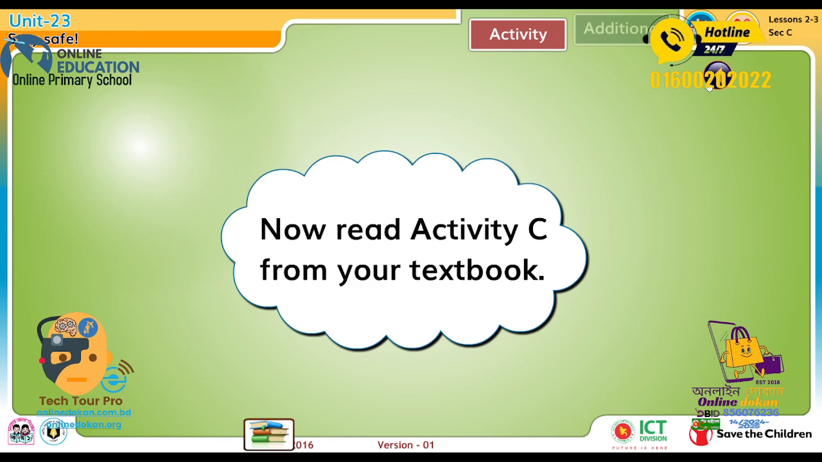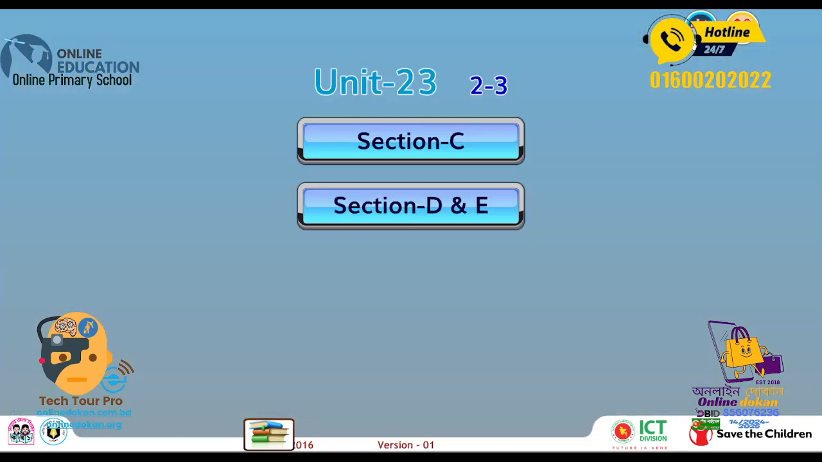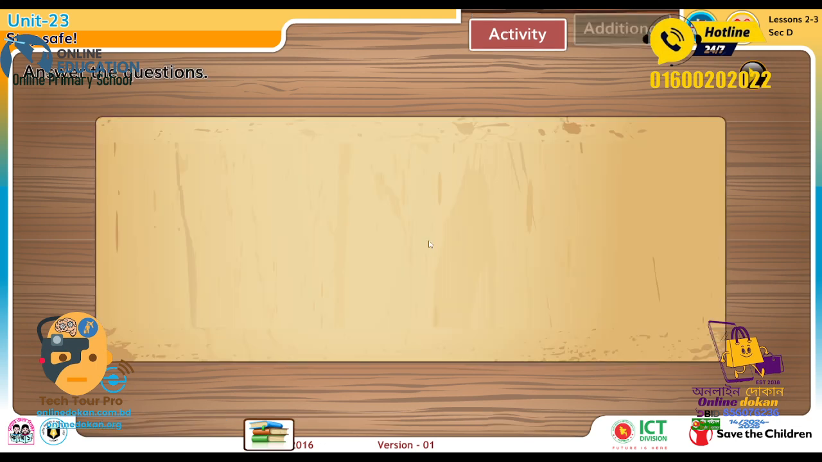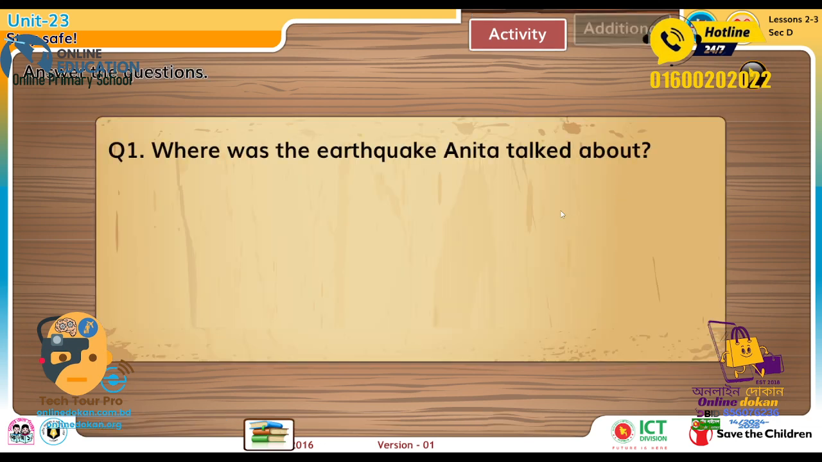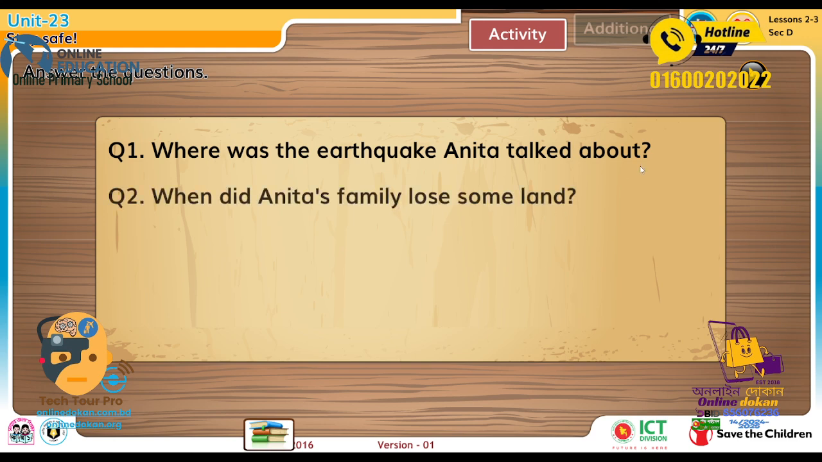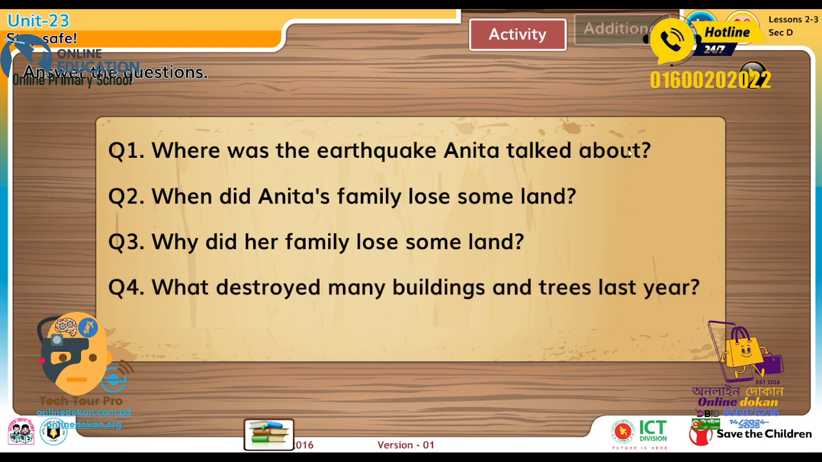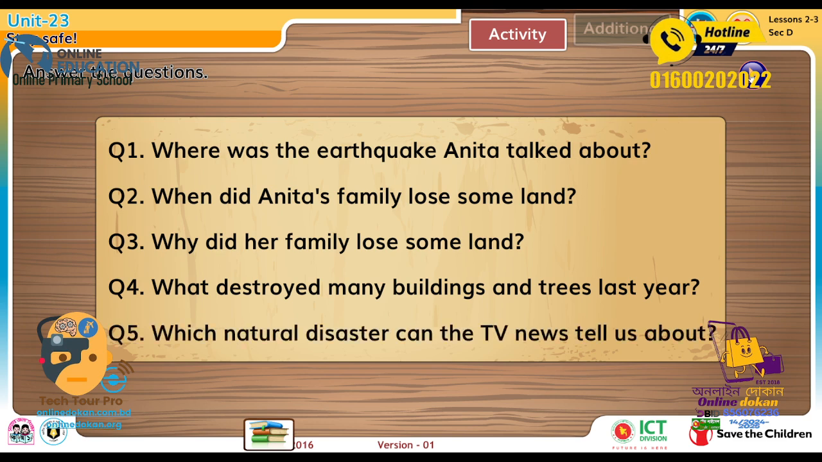Now, read activity C from your textbook. Answer the questions. 1. Where was the earthquake Anita talked about? 2. When did Anita's family lose some land? 3. Why did her family lose some land? 4. What destroyed many buildings and trees last year? 5. Which natural disaster can the TV news tell us about?